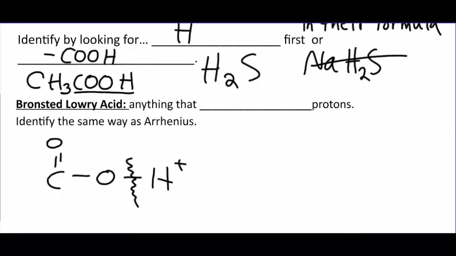A Bronsted-Lowry acid, honestly, is really the same thing. Instead of calling it something that donates hydrogen ions when you put it in water, they call it something that donates protons when you put it in water. But a proton is the same thing as a hydrogen ion. So an acid is defined as a proton donor, right? Another word for donate is lose. It loses protons when you put them in water, okay? It's really the same thing, but they use the word proton.